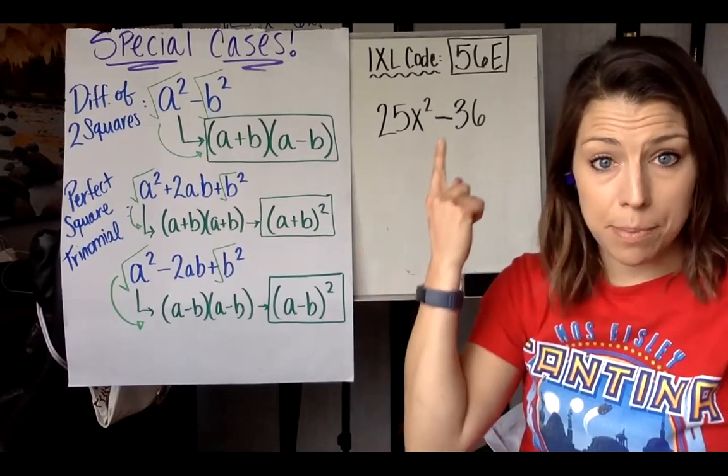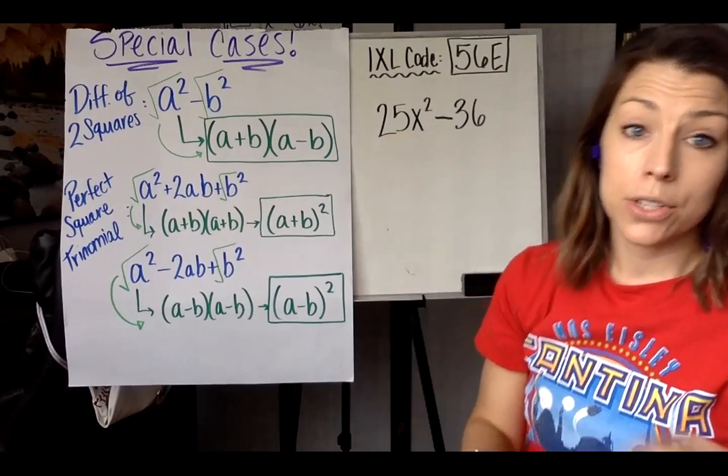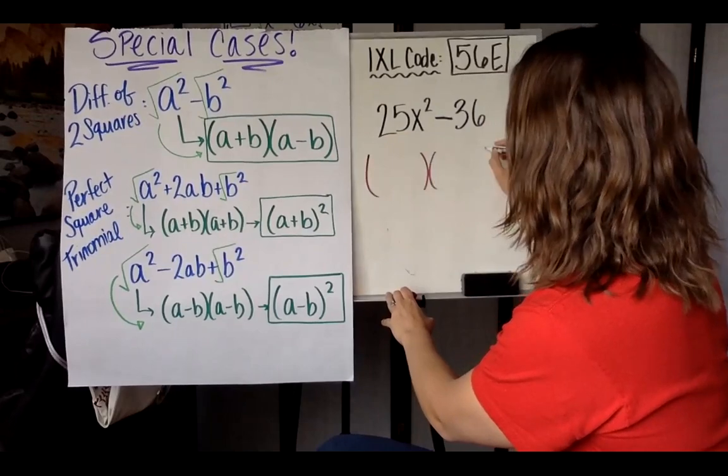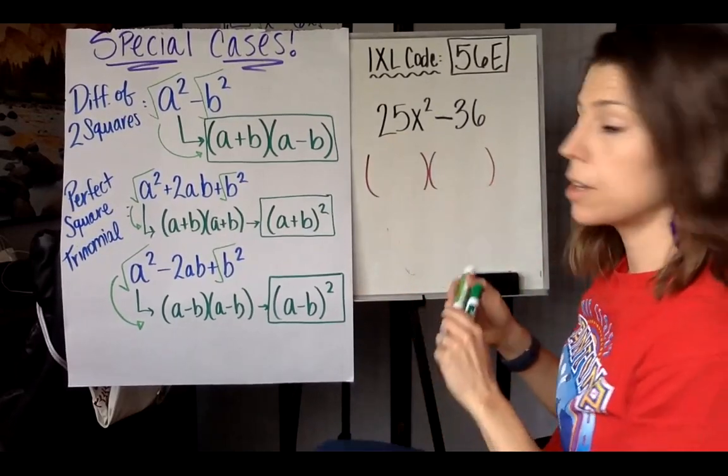It is a difference because it's minus. It does have 2 terms, and both terms are perfect squares. So here we go. Set up your two binomials. To find the first term, you take the square root of the first term.